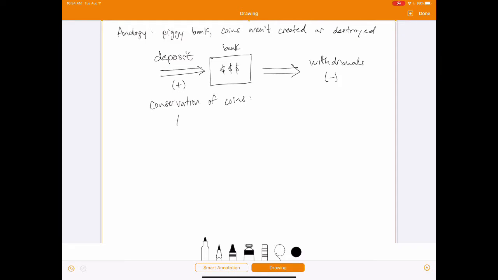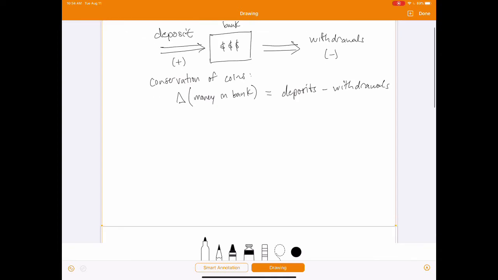And that says delta, money in the bank. So if there's a change in the amount of money in your piggy bank, right? That must equal deposits minus withdrawals. Okay? So the change in the amount of money in the bank is just how many coins you put in minus the amount of coins you took out, right? That's easy to understand because, of course, the total number of coins doesn't change.